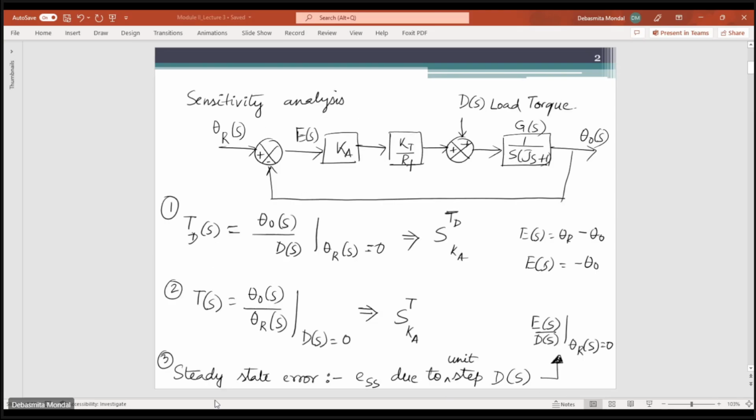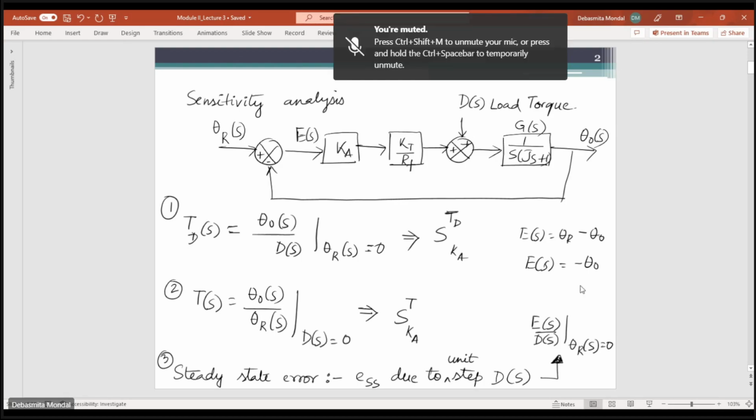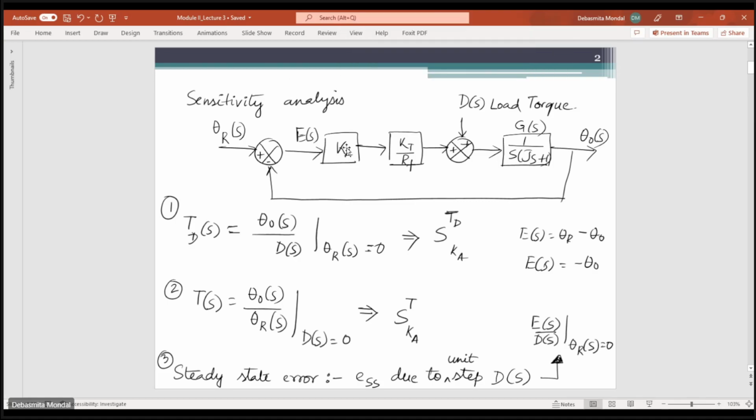For the steady state error, they want you to find it when DS is the input and the value of theta r is equal to 0. Similarly, you can draw the block diagram keeping DS as your input and ES as the output. So what will be the value of ES? From there you can find ES by DS, and once you have that, here it's given that the value of DS is a unit step function.